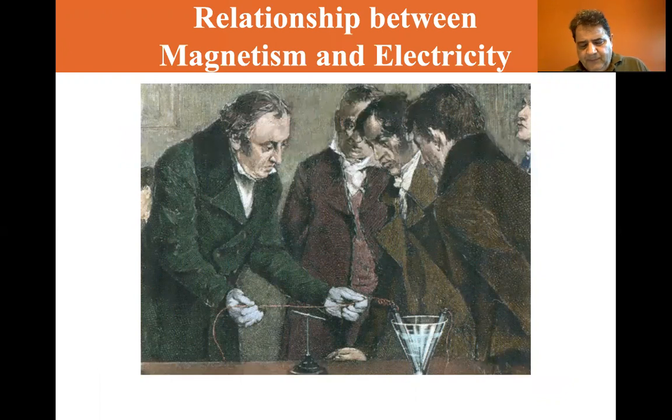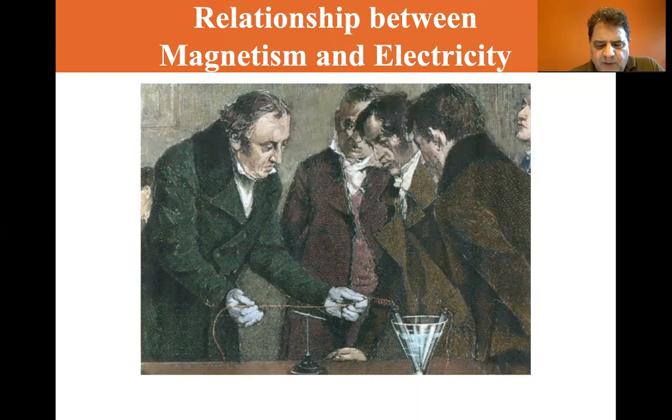Orsted was the one that demonstrated that a current carrying wire would deflect a compass needle. It was during a demonstration in 1819. So he found that the wire deflected a nearby compass.